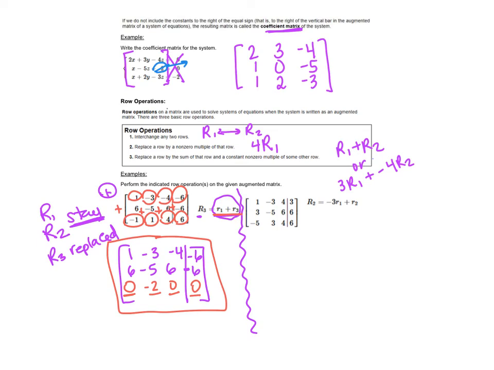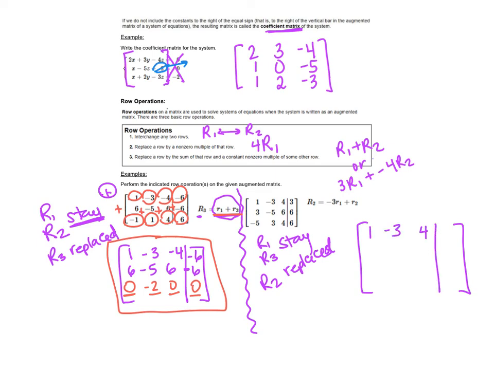So let's look at our next one. In our next example here, we are now going to leave row 1 and row 3 alone. They're going to stay, but row 2 is going to be replaced. So I'm going to write down row 1: 1, -3, 4, augmented with a 3. Then I'm going to keep row 3. So I'm going to have -5, 3, 4, and 6.